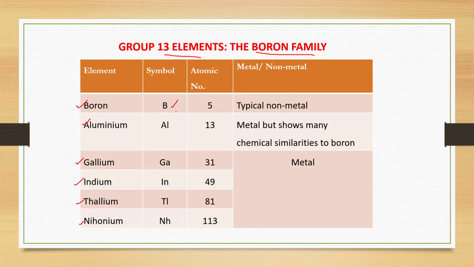Symbol: B, Al, Ga, In, Tl, Nh. Atomic number: boron 5, aluminium 13, gallium 31, indium 49, thallium 81, nihonium 113. Boron is a typical non-metal. Aluminium is a metal but shows many chemical similarities to boron, and the rest of the members, gallium, indium, thallium, nihonium, are typical metals.